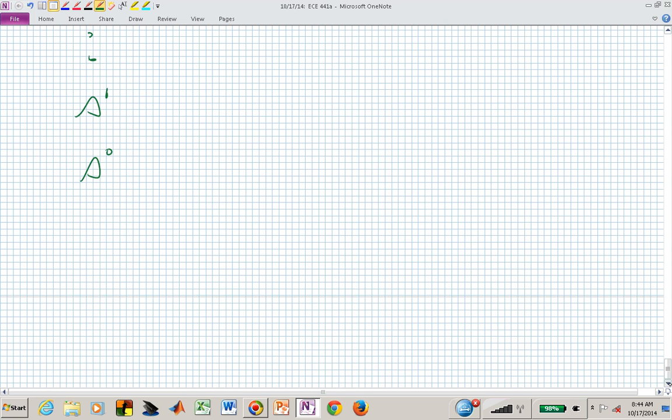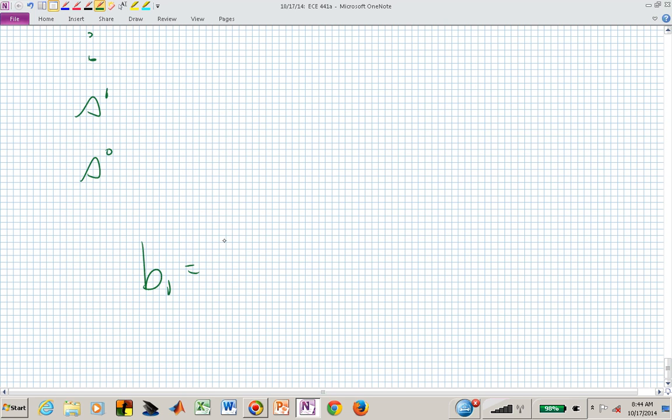I'll write that down. B1 is now a sub n minus 1 times a sub n minus 2 minus a sub n times a sub n minus 3 all over a sub n minus 1. There's a pattern there. A sub n minus 1 times a sub n minus 2 minus a sub n times a sub n minus 3 divided by a sub n minus 1. What's B sub 2?